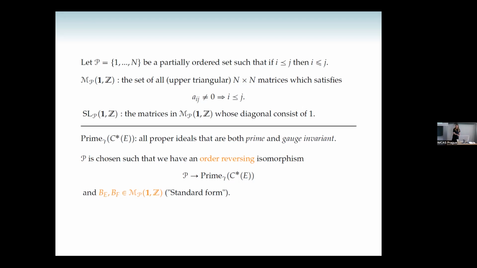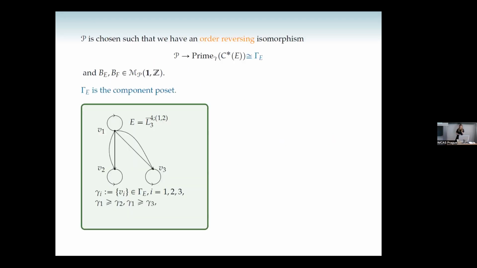It stands for gauge invariant. The gauge action is usually denoted gamma. Okay, so I think this will make more sense just by looking at an example. But I hope you see how this explains what the partial order has to do with the graph, because the partial order has to capture the ideal structure. So that's the point, but I will show an example.